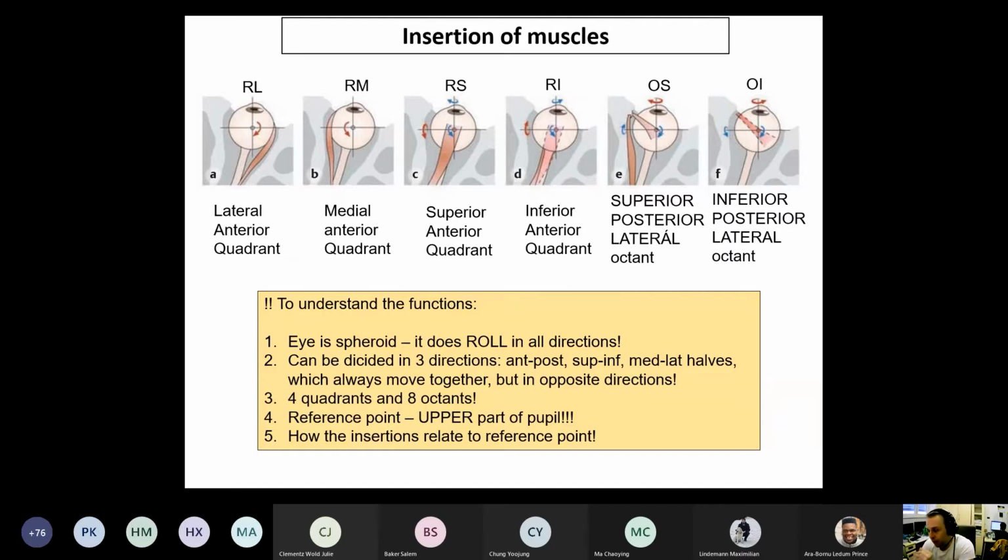And a key thing to understand the movements: since it's a spheroid object, how can we name these movements? What should we call the different movements? You have to pick a point of reference, the movement of which point should be considered as the name of the movement. And the important thing is that this reference point is not necessarily the same point, and not necessarily even moving in the same direction as the insertion of the muscle.